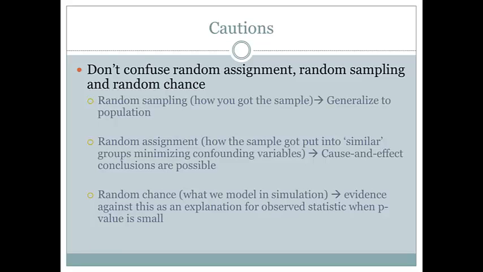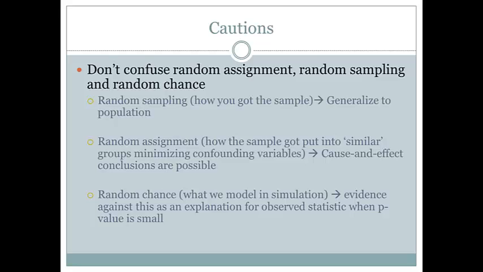There's a few different randoms going on here. Let's try to pull those apart. There's random assignment, random sampling, and random chance. Random sampling is how did you get the sample? In this case, how did we get the 30 people into our study? Well, they volunteered, so we didn't have a random sample. That fact allows us, or not, to generalize to the population. In this case, we need to generalize with caution.